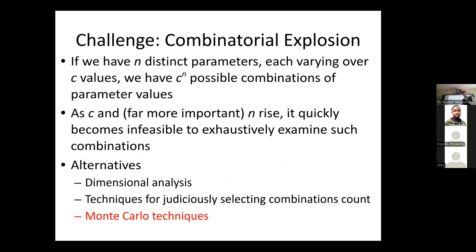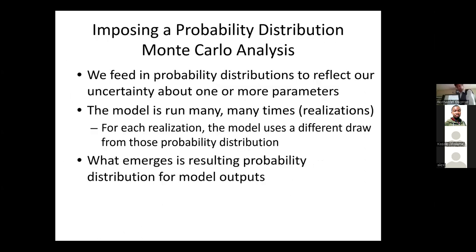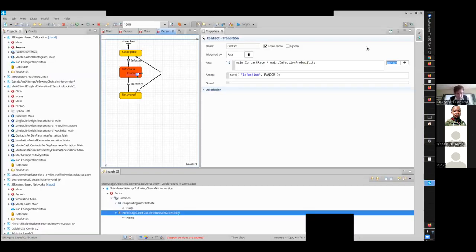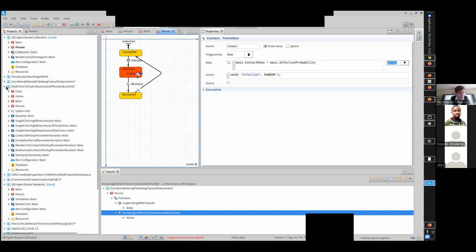Monte Carlo techniques are a conceptually simple idea with deep implications. Here, as we saw last time, we're drawing parameters from a probability distribution to reflect our uncertainty about these. I didn't plan this out, but I'm going to try to call that up right now.